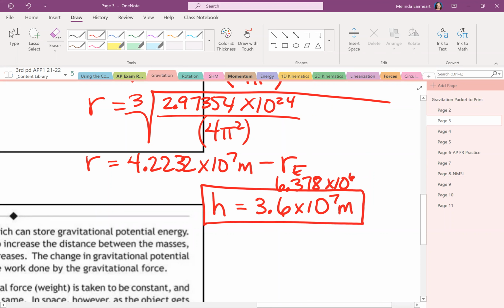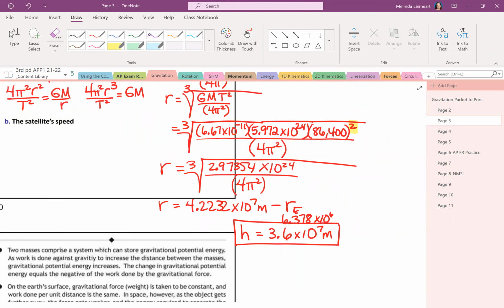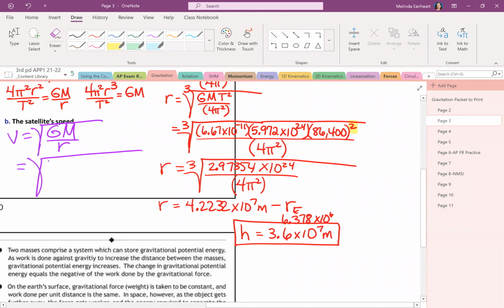Now that we know all this, could we go find the orbital speed? That one's going to be quicker. And so we'll go ahead and do that. Orbital speed, we already derived that as the square root of G big M over r, 6.67, 5.972. And then r, it's got to be that total center to center distance. So before we subtracted, that 4.2232 times 10 to the 7th.